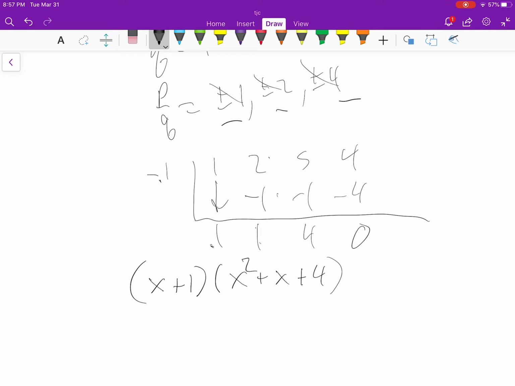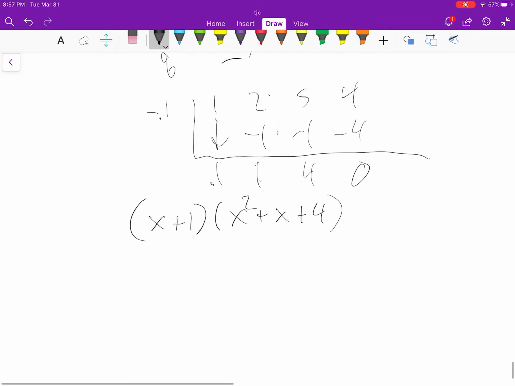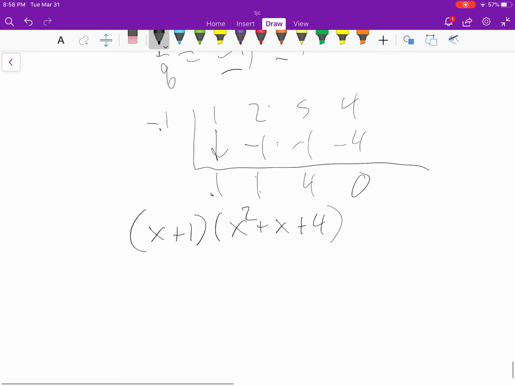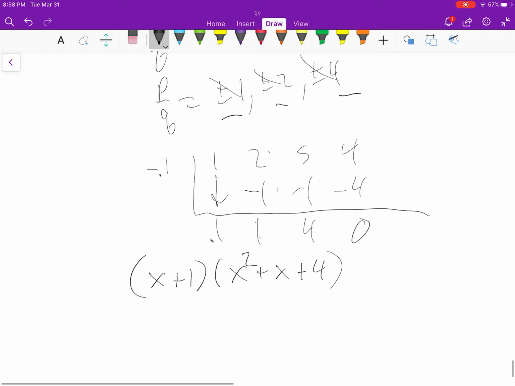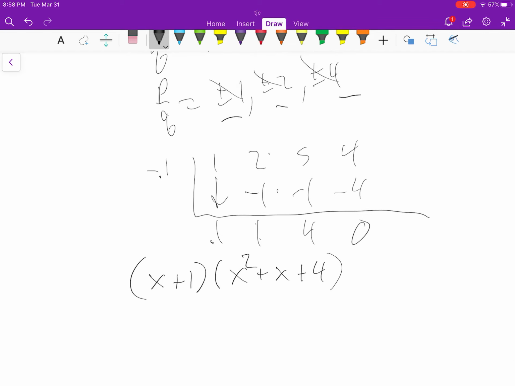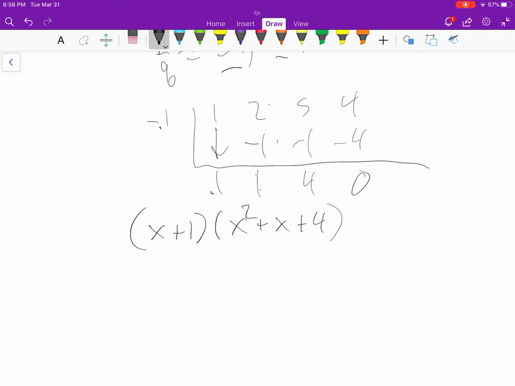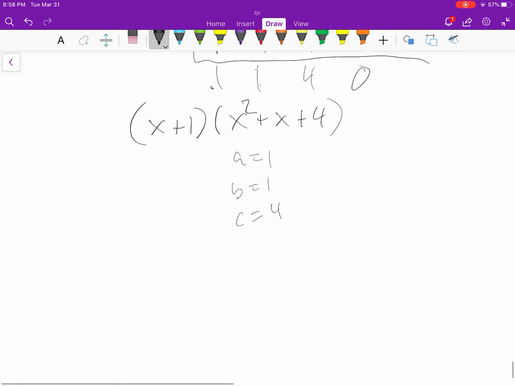Now we could try the other numbers, negative 2 and negative 4. But since this is already quadratic, I am going to go ahead and use the quadratic equation, since that's one of the tools in our belt, because I'm pretty confident that negative 2 and negative 4 aren't going to work. I'm pretty sure this has imaginary solutions, which the quadratic equation will give to us. So I'm going to solve this. A equals 1, B equals 1, and C equals 4.